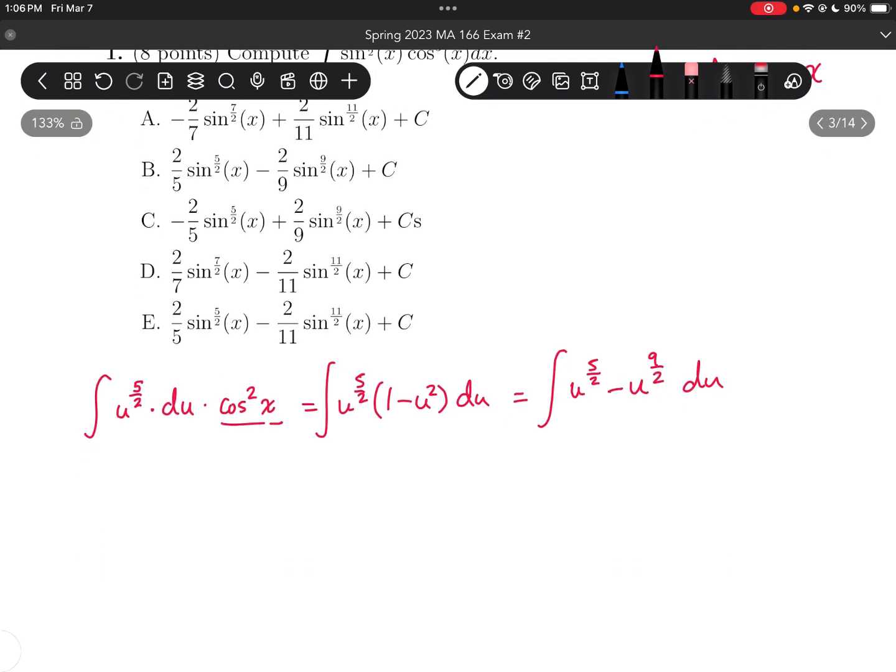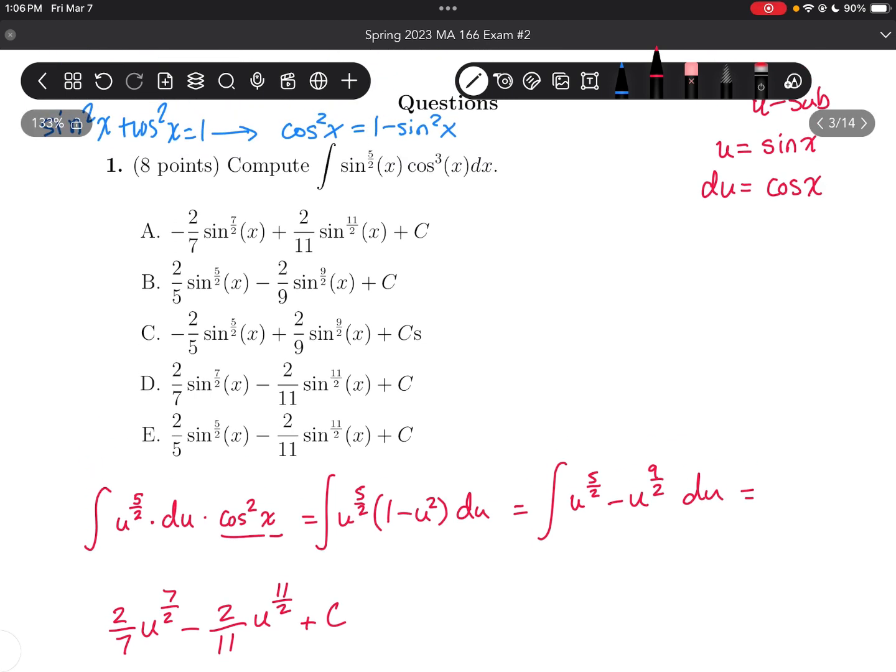So now, like I said, all we have to do to find the antiderivative of this is use the inverse power rule. So the antiderivative of u to the power of 5 halves is 2/7 times u to the power of 7 halves, and the antiderivative of u to the power of 9 halves is 2/11 times u to the power of 11 halves. And this is the antiderivative, and then plus c as our constant.